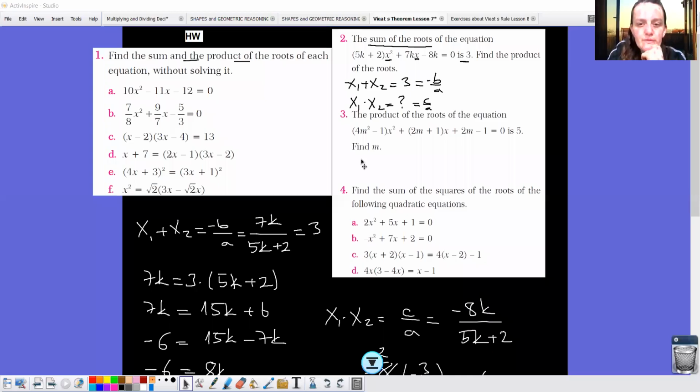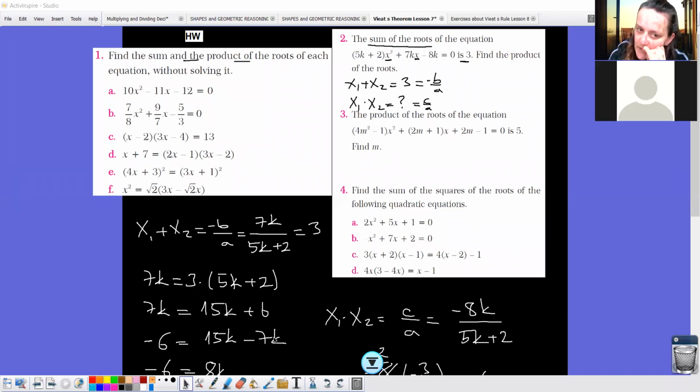We solved the first one. The second one, the product of the roots of the equation. Here, the product is given, and you will find m. We will do the same thing, but instead of using the plus... Yes, x1 plus x2 is not given. x1 times x2 is given. So you will use that formula.